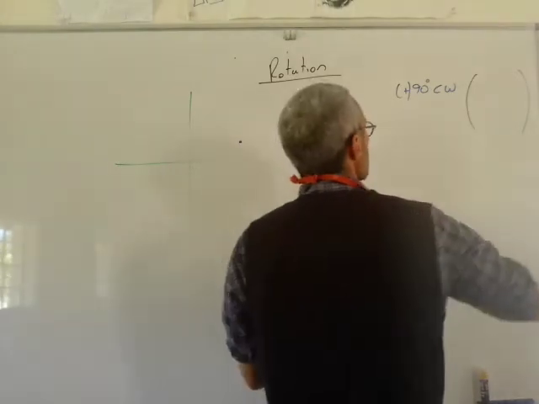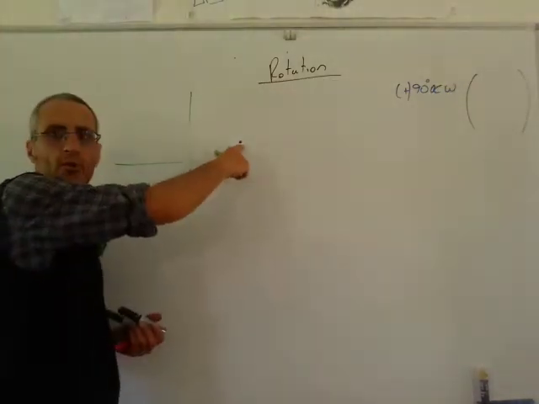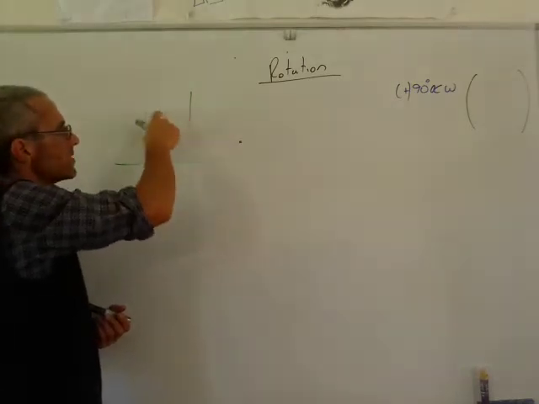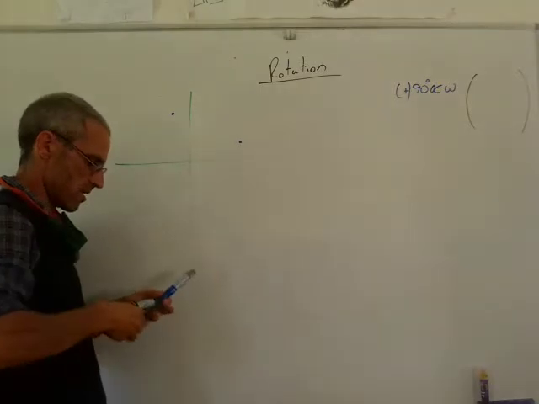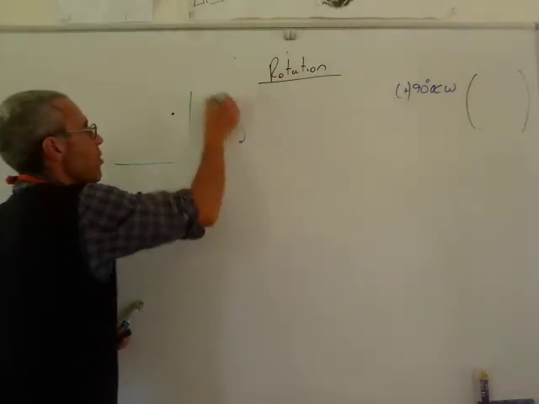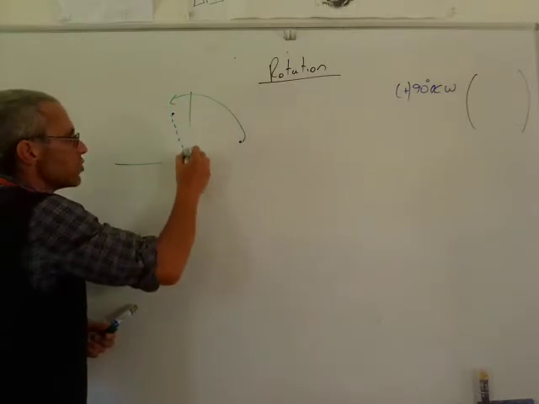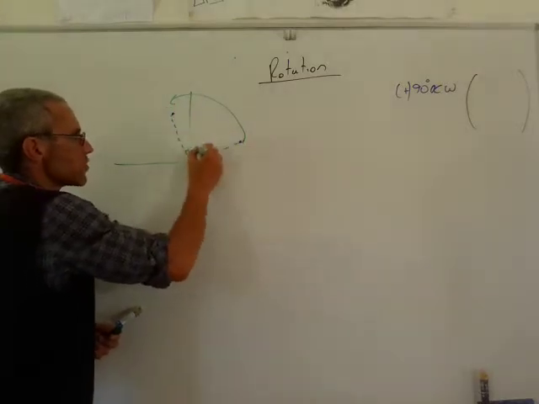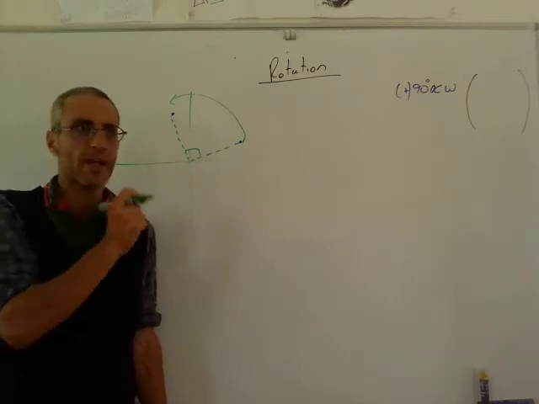So anti-clockwise. In other words, we take a point, let's say a random point here, and we rotate it to somewhere here. We've got this anti-clockwise rotation. If I was to take these two lines, that's going to be 90 degrees. That's what 90 degrees means. We all right with that?